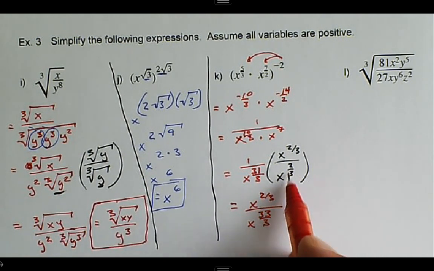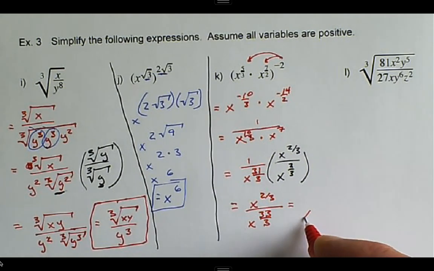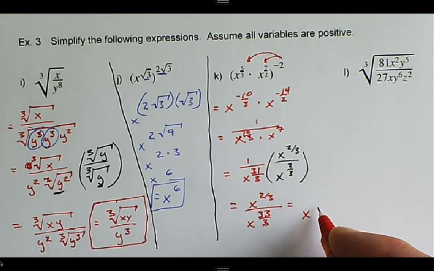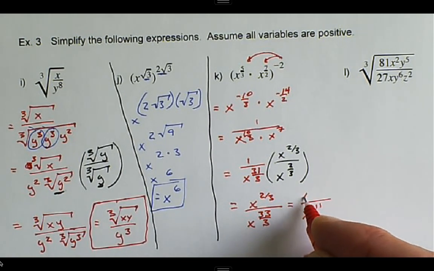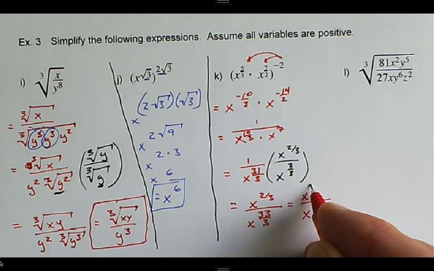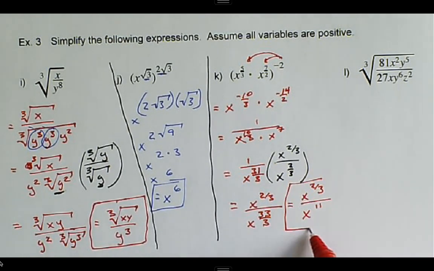And the reason that we multiplied by 2/3 is we wanted to get rid of that denominator in the exponent, which in this case it does, because 33 divided by 3 is 11. So that becomes x to the 11th in the denominator, and the numerator stays the same as x to the 2/3. And that is in the simplest form.